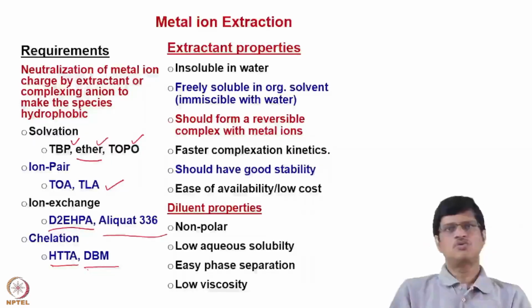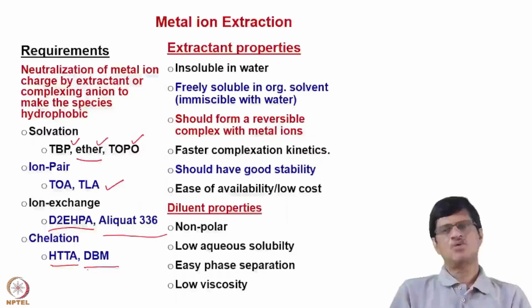And this extractant should form a reversible complex with the metal ion so that you can strip it out at a later stage. You first have the extraction of the metal ion and then you can strip it into the aqueous phase in a subsequent step so that the overall process is complete. Then the kinetics of this extraction should be fast. If the complexation kinetics is slow, it will take an unusually large time for the extraction to be complete. It is not practically viable to use such extractants for application purposes.